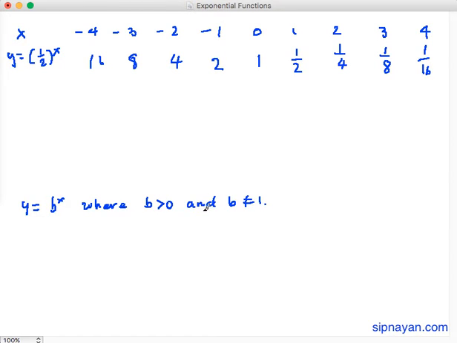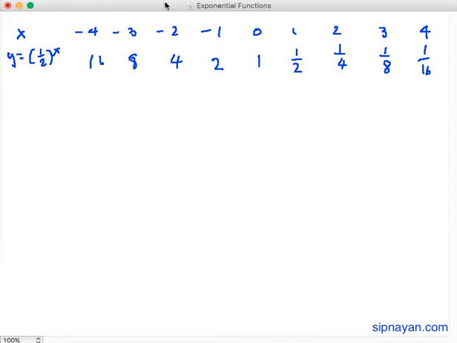So sa previous video natin ang in-explore natin ay y equals 2 raised to x, y equals 3 raised to x, tsaka y equals 4 raised to x. Ito yung mga functions na in-explore natin from the previous video. And dito naman, tignan naman natin kung ano naman mangyayari pag yung base natin ay fraction kagaya ng 1/2 to the x. Dito ang base natin ay 2, 3, and 4. So, tignan natin kung anong mangyayari.